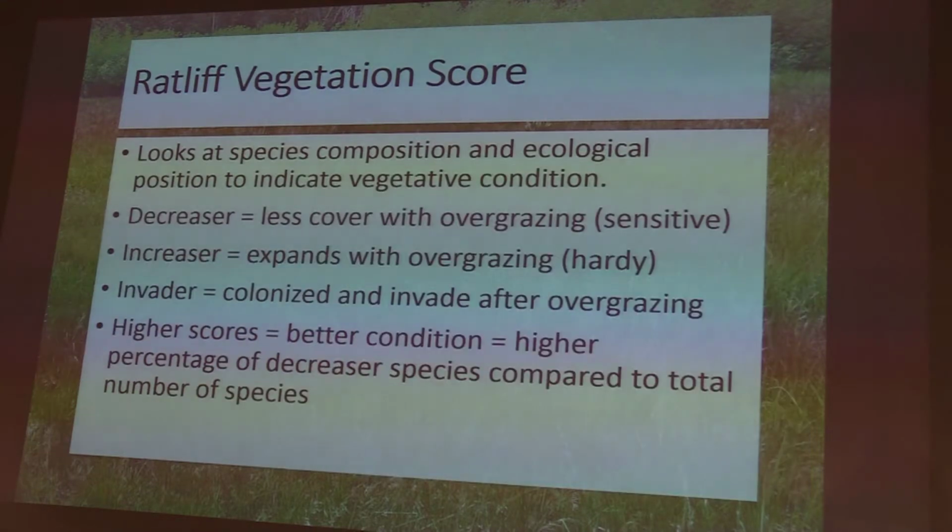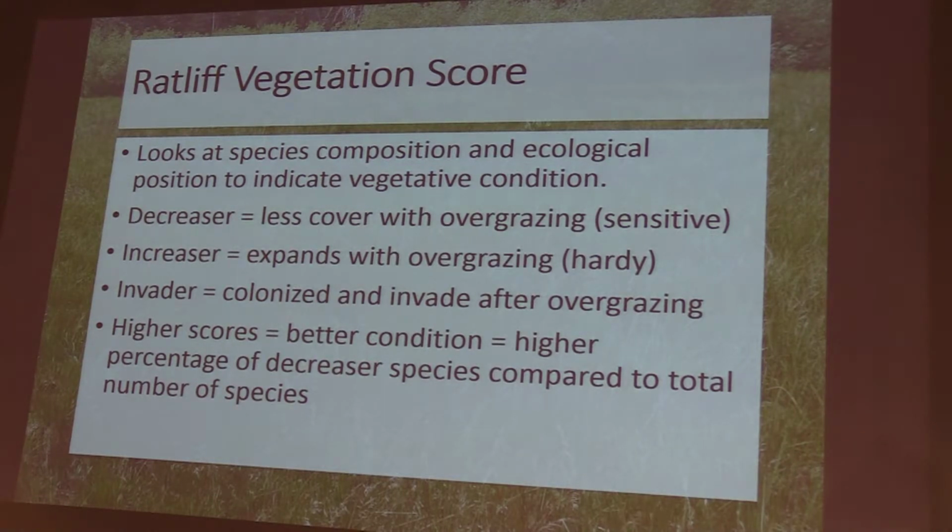We also looked at something called the Ratliff vegetation score. This is an index of vegetation quality. It looks at the composition of the species within your plots and their ecological position. It's based on a conceptual model of grazing impacts and was developed, I think, primarily for wet meadows in the Sierras. So sometimes it was a little bit of a stretch to take that index into, say, coastal wetlands that don't necessarily have the same structure, but it seemed to work.